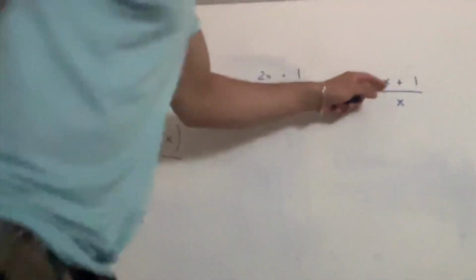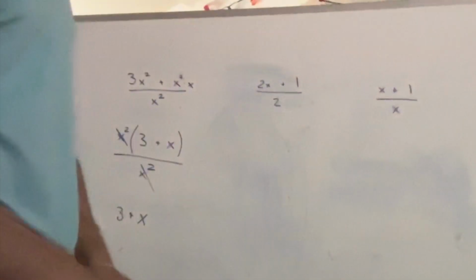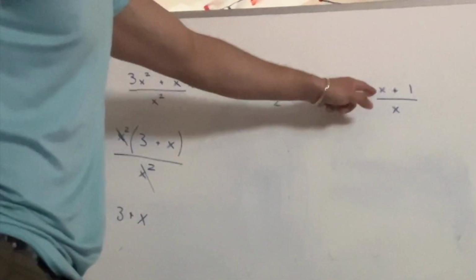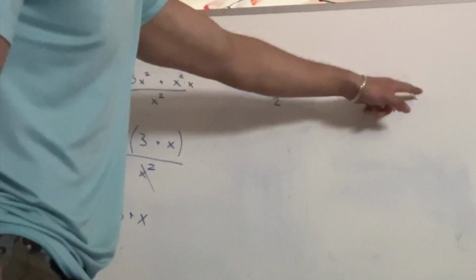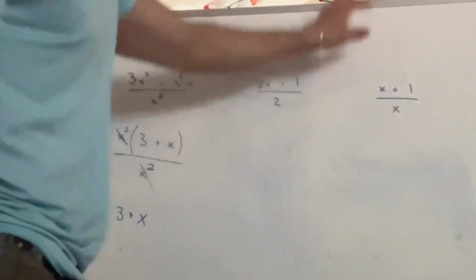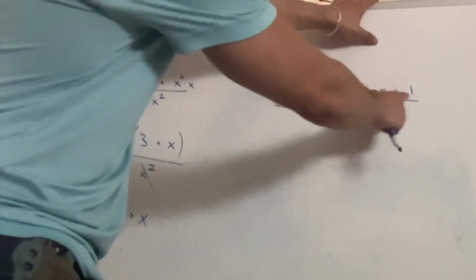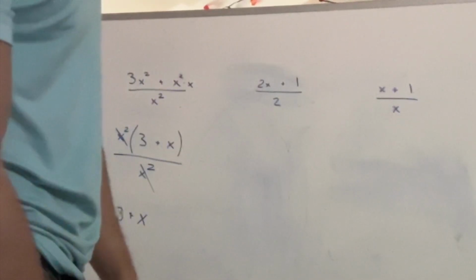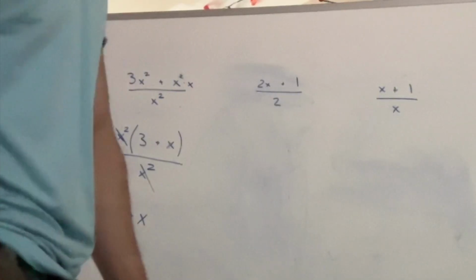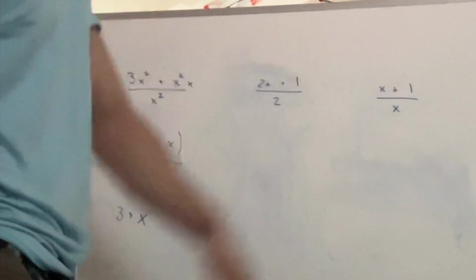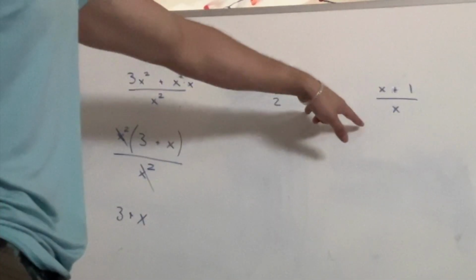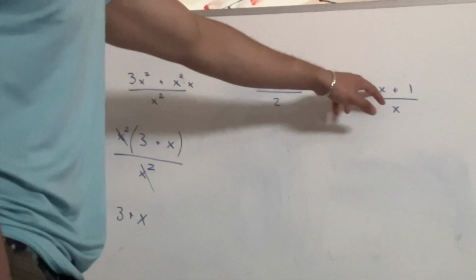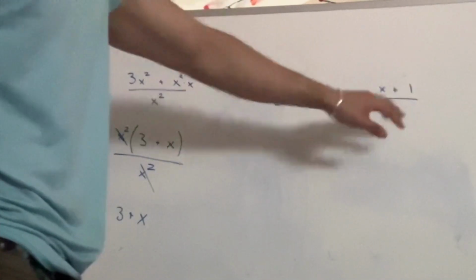Let's go here. X plus 1 over x, right? Well, let's see. There's an x here. There's an x here. Well, no, there's not an x here. There's an x here. So this has an x. This doesn't have an x. This has an x. All right. Yeah, there's nothing I could do. This is also at its simplest. So these two are at their simplest form simply because the x doesn't apply to each component on top.